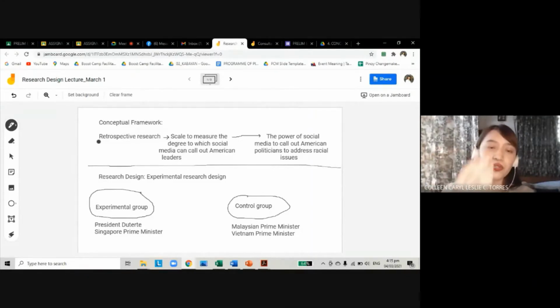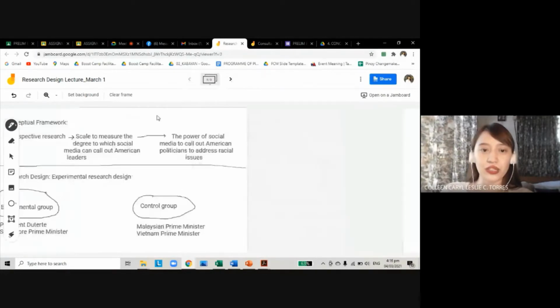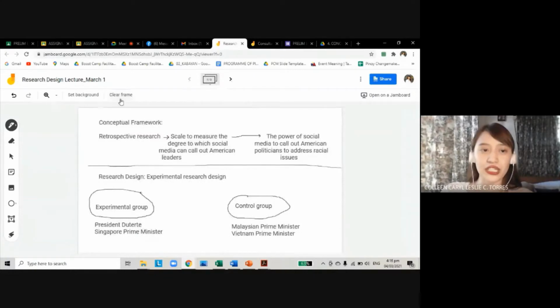The researcher will study the effect of social media during the peak of the Black Lives Matter protests around June, in calling politicians to take action on racial discrimination. So that was what we found out. Basically, that was an introduction to the discussion on research designs.